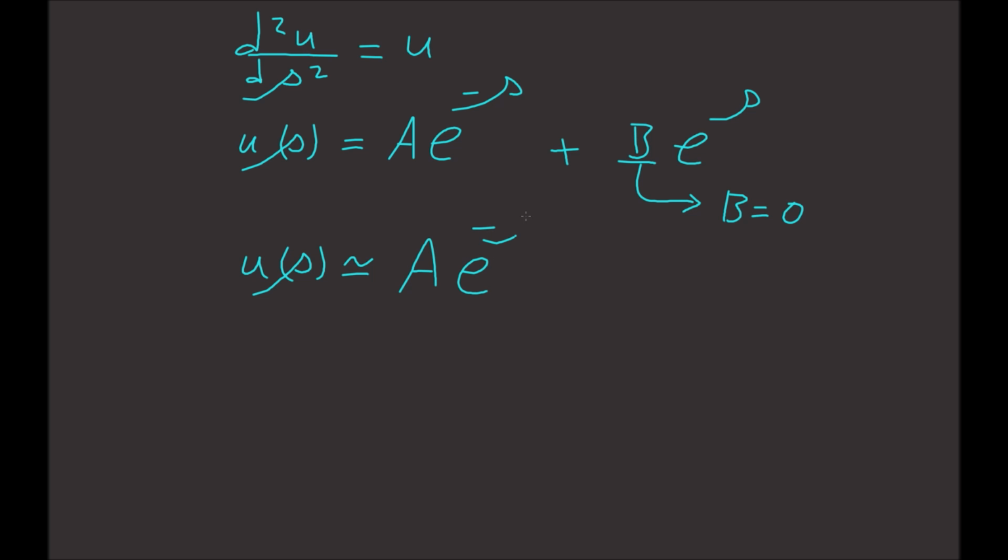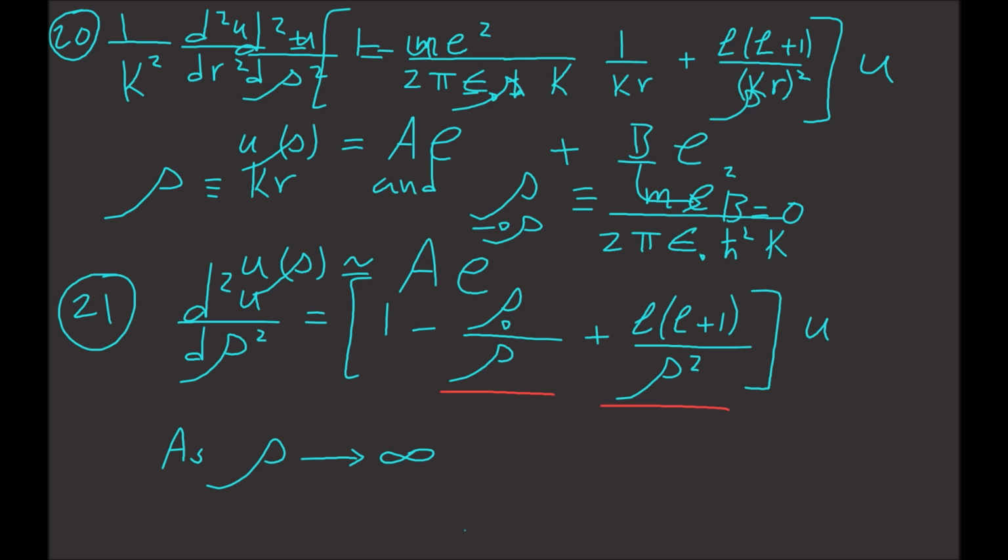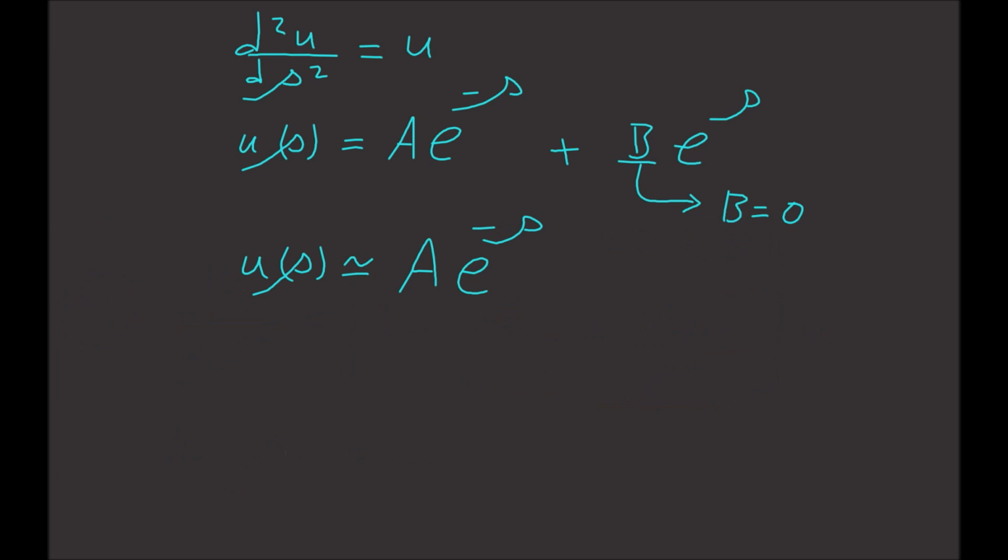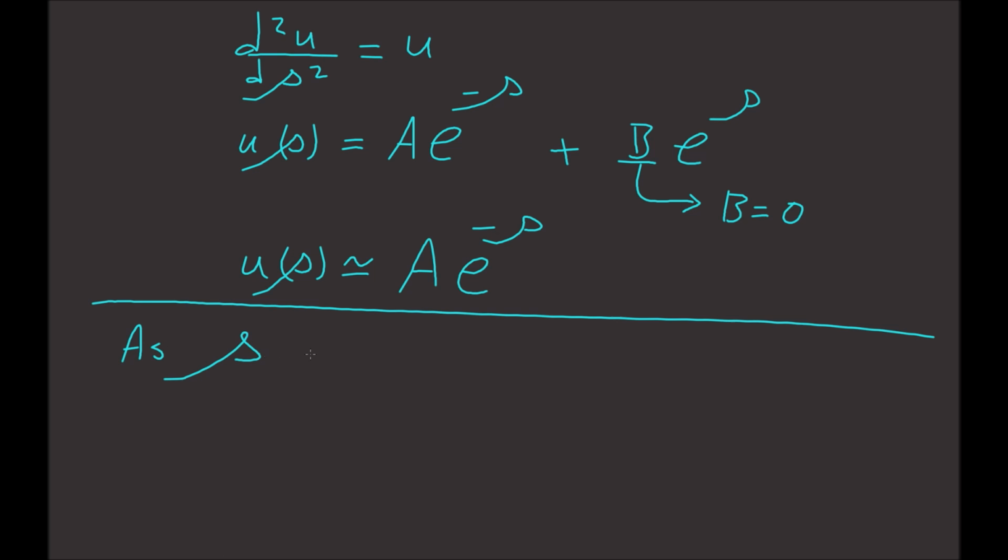So if b equals 0, our solution u of rho is approximately equal to a times e to the minus rho. You may say, oh, this is very smudgy work. We didn't really solve the true equation number 21. No, we didn't. We only solved equation number 21 in one limit, when rho is very, very large. So now we're going to take a look at rho approaching 0.